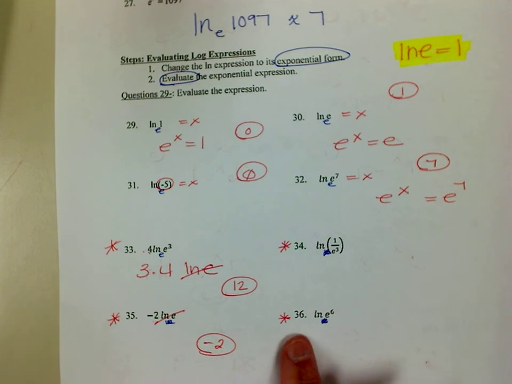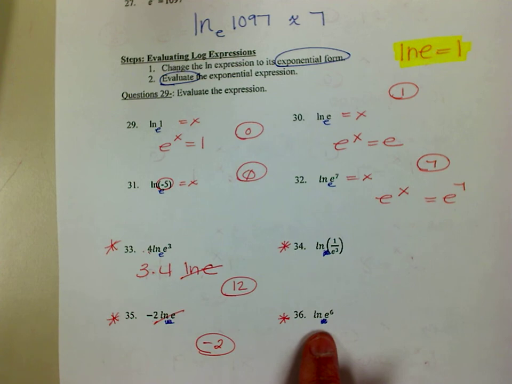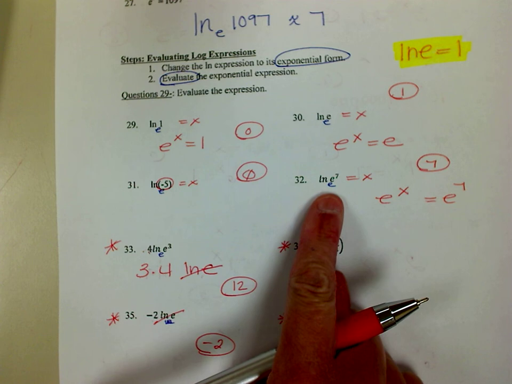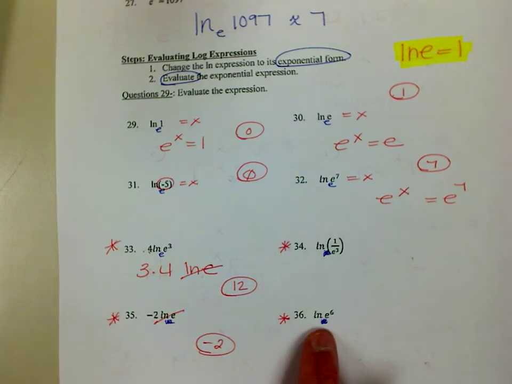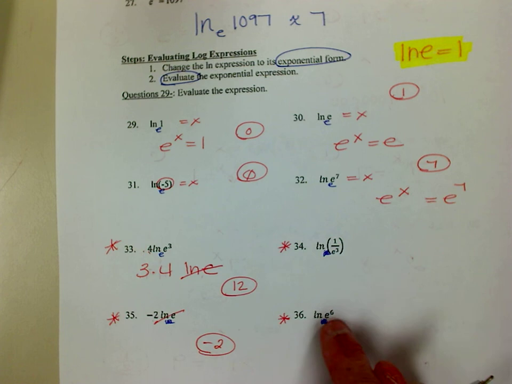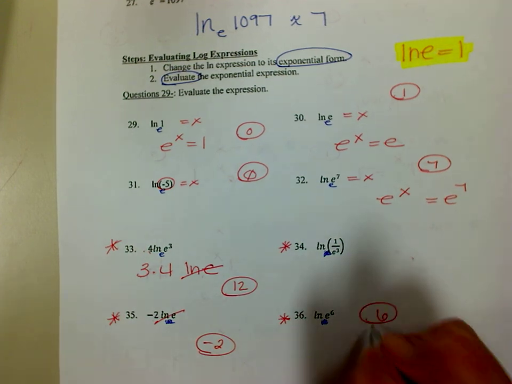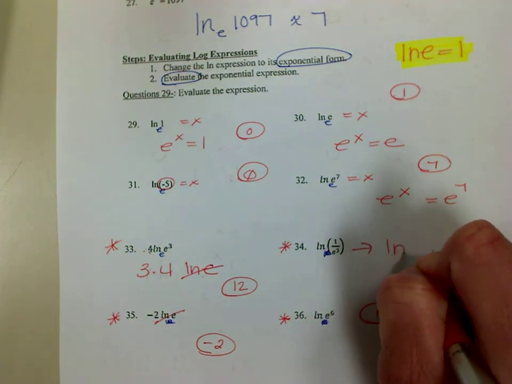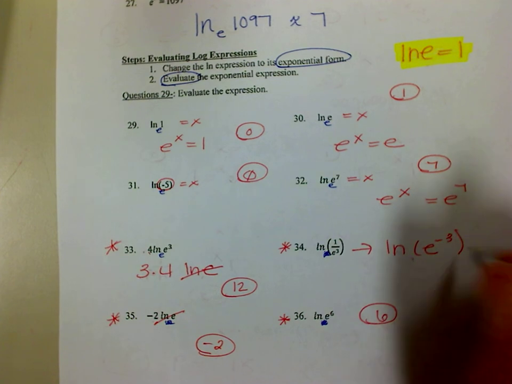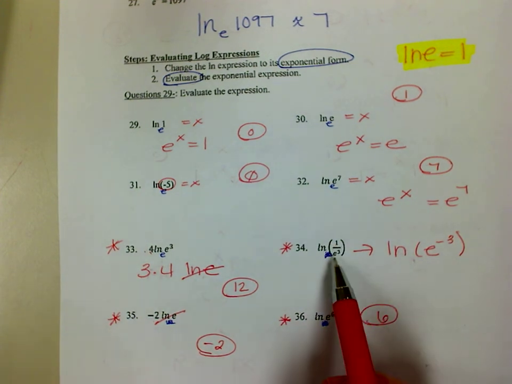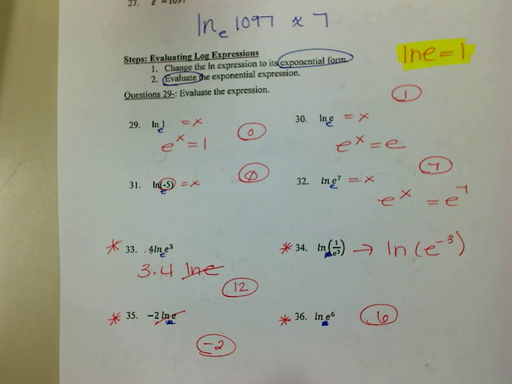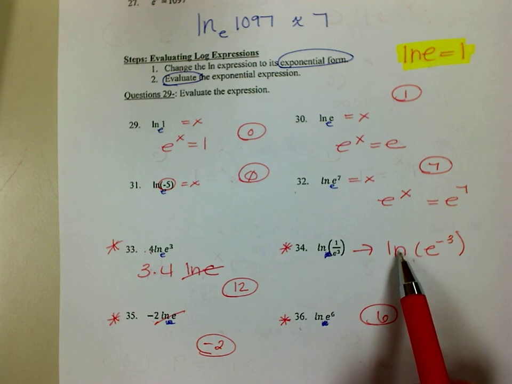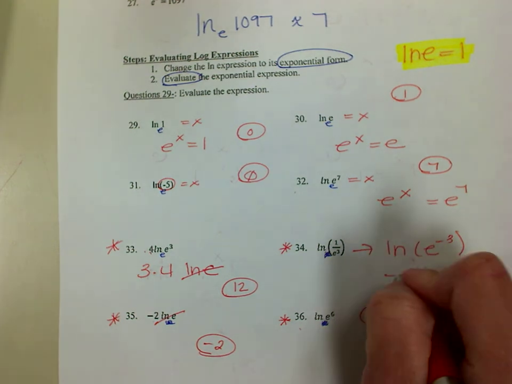I'm going to do 36 next. There's actually 2 ways you can do this. You can think e to what power is e to the 6th, like I did back up here on 32. But you should see a pattern. The natural log and the e cancels out, and you're just left with whatever the exponent is. And then finally I have this one. I have a fraction. This is the same thing as saying the natural log of e to the negative 3rd. Because if I have a fraction, that means that my original exponent was negative. Well, now it looks like number 32 and 36. So these kind of just go away, and you're left with negative 3.